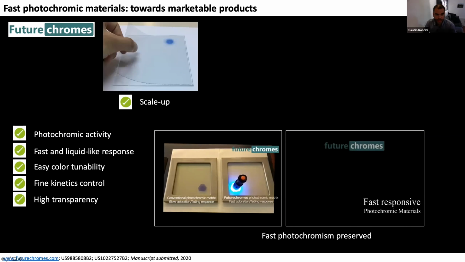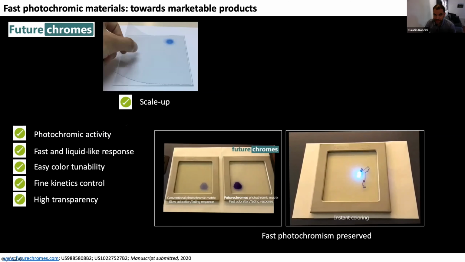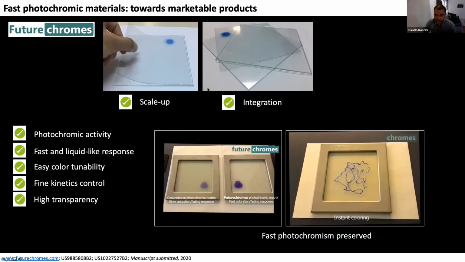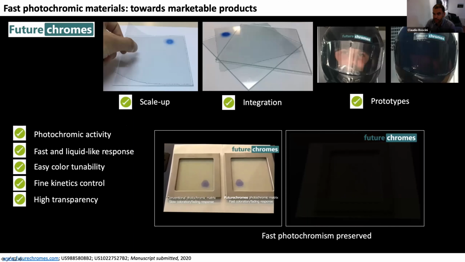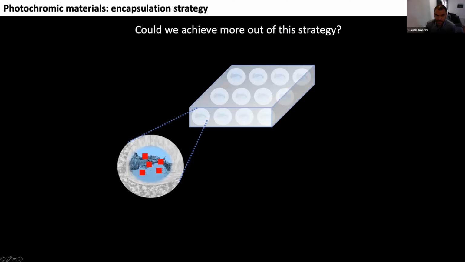We were also interested in scaling up the process, both the capsule preparation and the films, for final applications. And we were also able to integrate these films in laminates, glass laminates or plastic laminates, for a final application. And we were also able to prepare a prototype of this material. And now we are investigating this with companies to see if we can get a marketable product in the near future. So that was the first part, but we knew that we could achieve something more with the capsules.